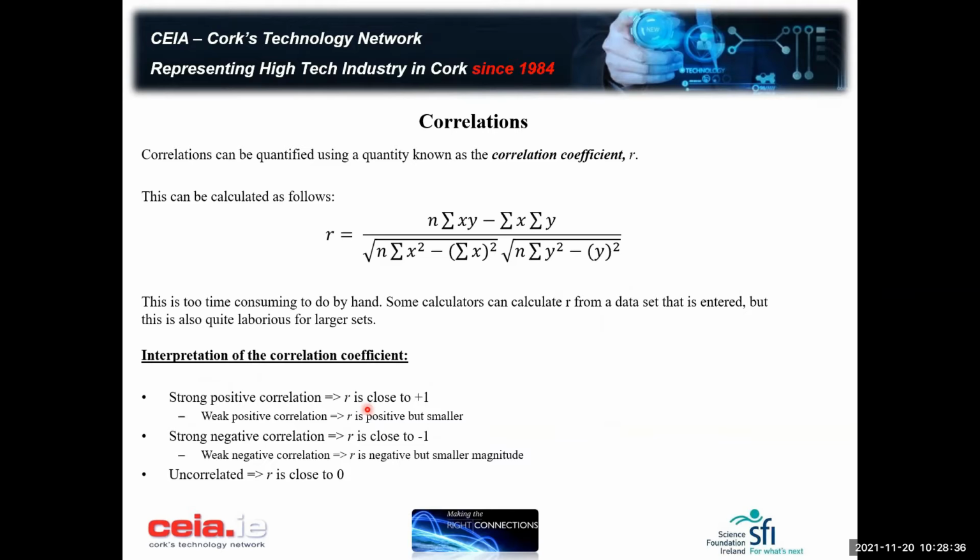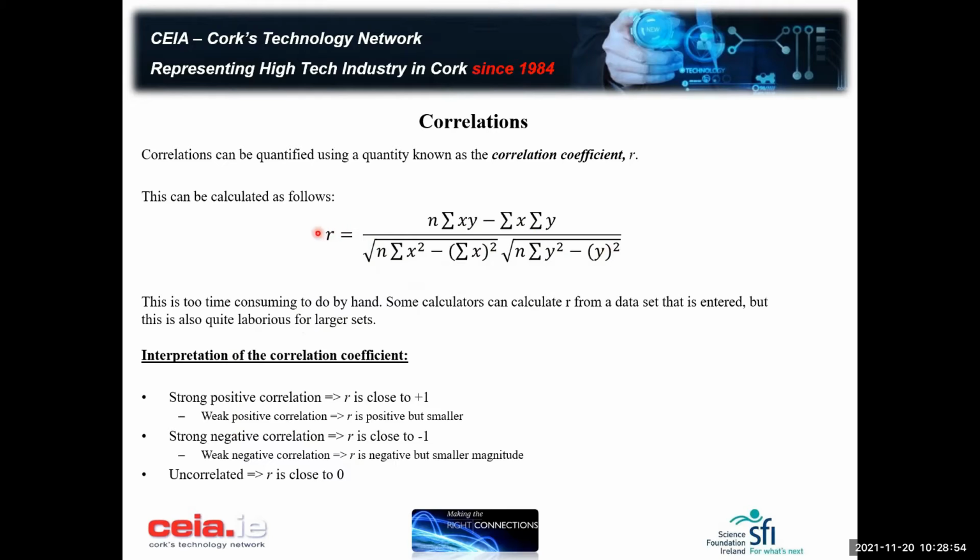Now you can quantify the level of correlation. I've given the formula there. I don't think you need to know this. I believe it's in the log tables anyway, and you certainly wouldn't be asked to work that out. This is just to illustrate that it can be calculated.